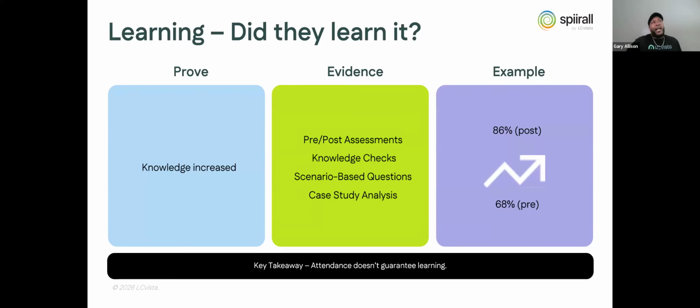And so, as you see in the example here, a pre-test, post-test, where the pre-test percentage was 68%, post-test percentage was 86%. This is a key indicator that learning did in fact increase. So the key takeaway is that attendance doesn't guarantee learning. And so these are some additional steps that we take to gather evidence that learning in fact did occur.